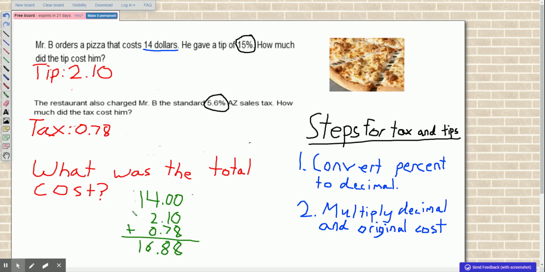So in total, including the tip, including the tax, I paid $16.88 for everything. For a delicious dinner.